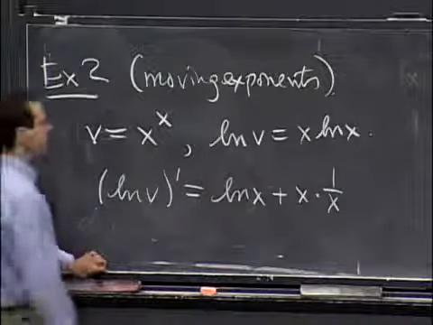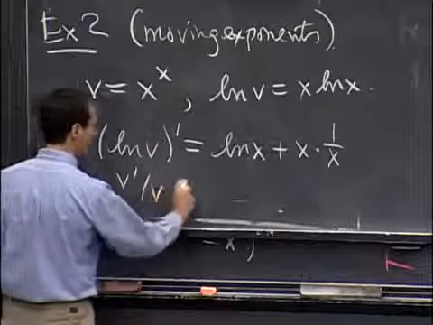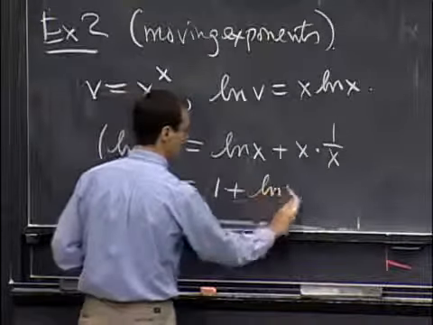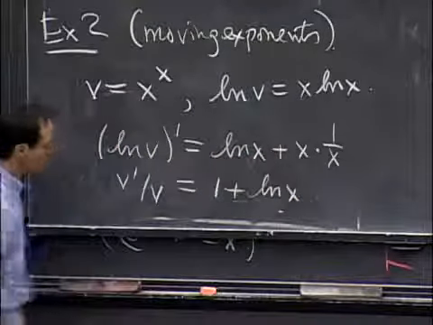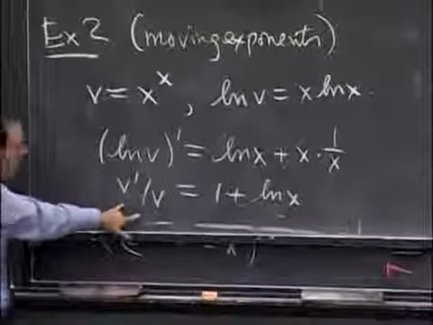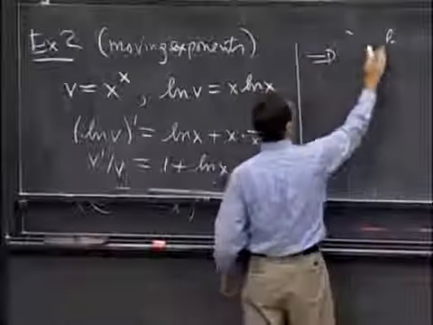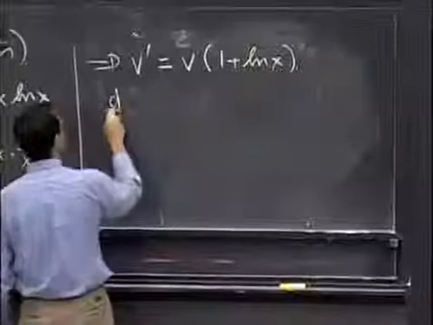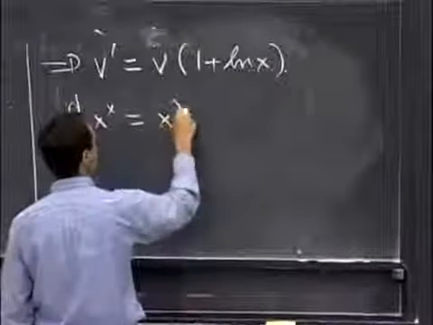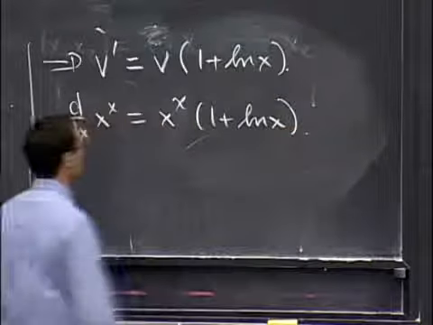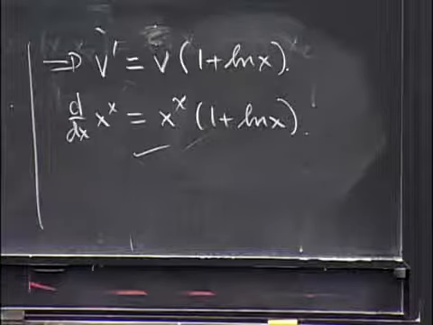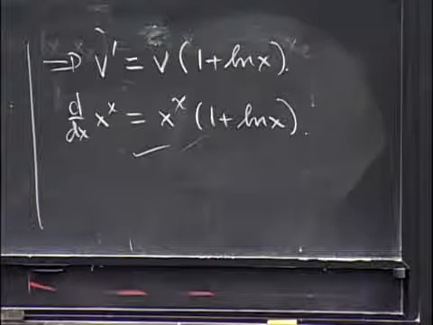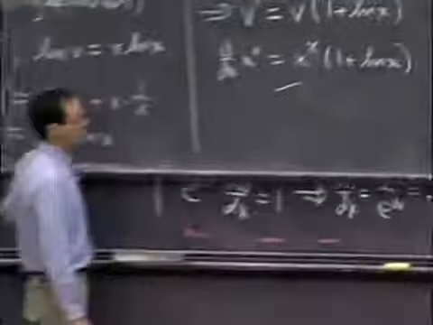So here's my formula, almost finished. So I have here v prime over v is equal to, now I'm going to multiply these two things together. I'll put it on the other side because I don't want to get it mixed up with log x plus 1, the quantity. All right? And now I'm almost done. I have v prime is equal to v times 1 plus log x. And that's just d by dx, x to the x is equal to x to the x times 1 plus log x. All right, that's it. So these two methods always work for moving exponents.